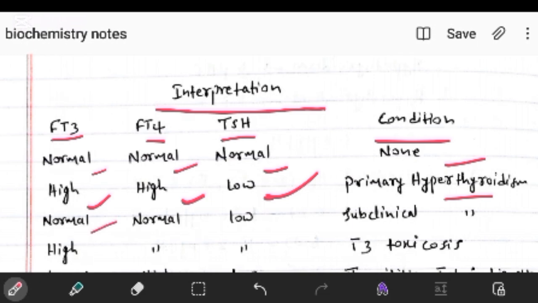T3 normal, T4 normal, TSH low. This is subclinical hyperthyroidism.